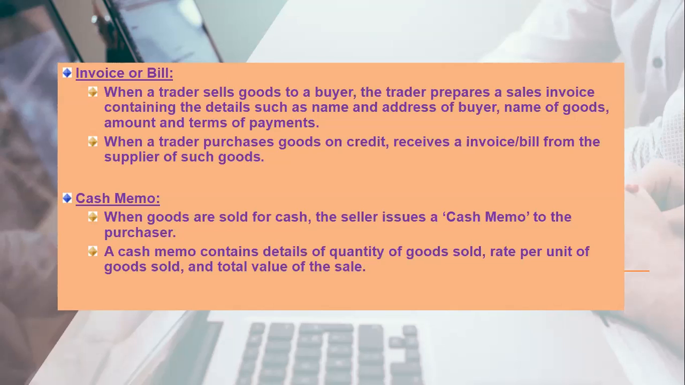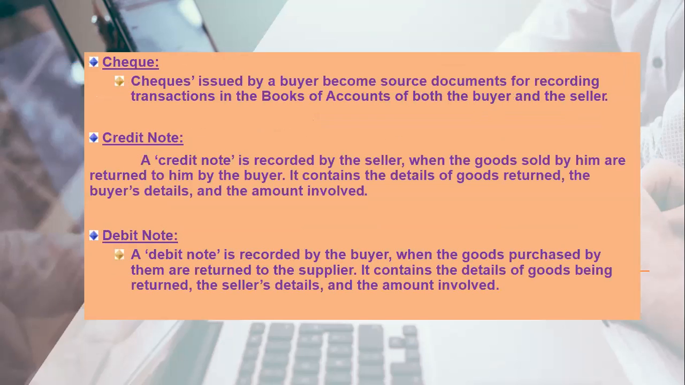Cash memo. When the goods are sold for cash, the seller issues a cash memo to the purchaser. A cash memo contains the details of quantity of goods sold, rate per unit of goods sold, as well as the total value of the sale. Check. A check also acts as another source document when cash is not paid. So the customer will issue checks to the suppliers. Checks issued by a buyer become source documents for recording the transactions in the books of accounts of both the buyer as well as the seller.